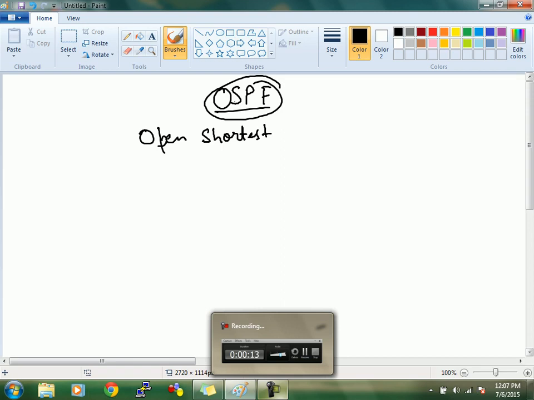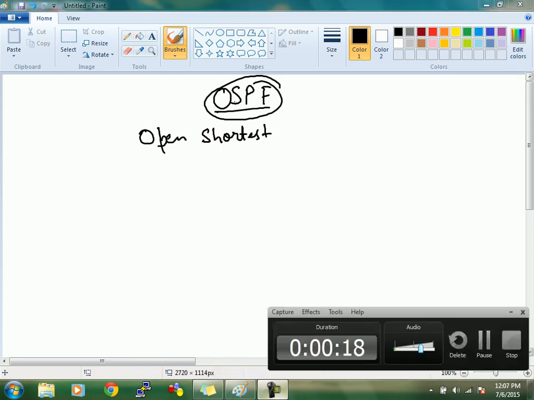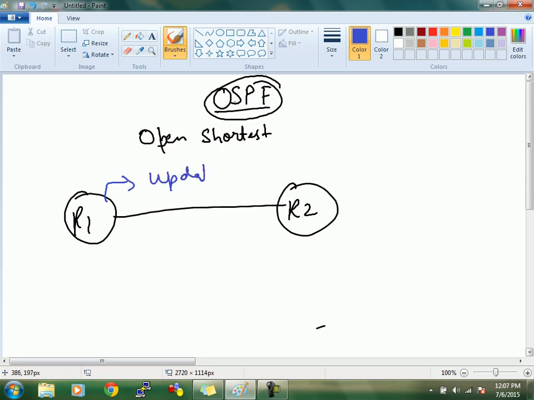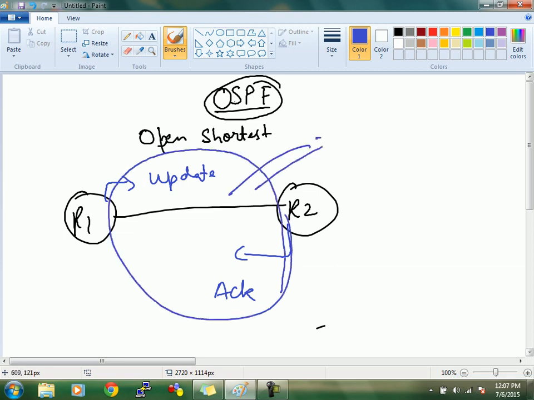How EIGRP uses RTP. Okay, good question. Just think like this is R1 and this is R2. There is a phenomenon in EIGRP that whenever this guy sends an update, this guy will send an acknowledgement. This whole process is defined by RTP. You want to see? Okay.